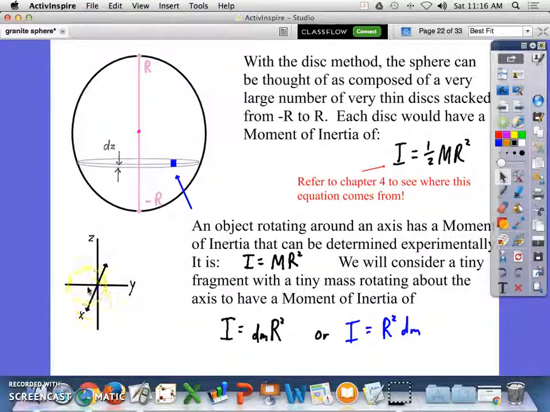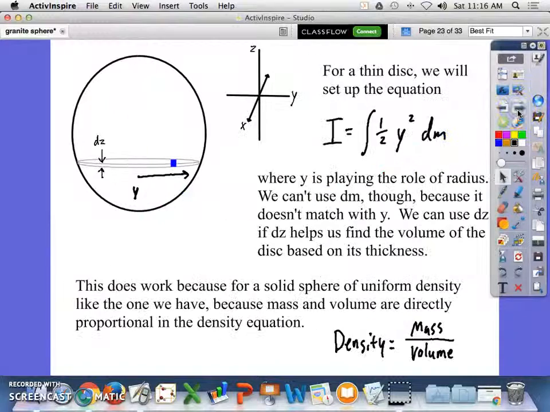Notice my coordinates. Unusual. X is into and out of the board, y is right and left, z is up and down. Here are my same coordinates again. These are a little unusual. Using that coordinate system, for a thin disk, we will set up the equation I is equal to the integral of 1/2 y squared dm, where dz is the thickness, y is left and right this time. Well, y is playing the role of radius. That's important to realize. But we can't use dm because it doesn't match with this y.